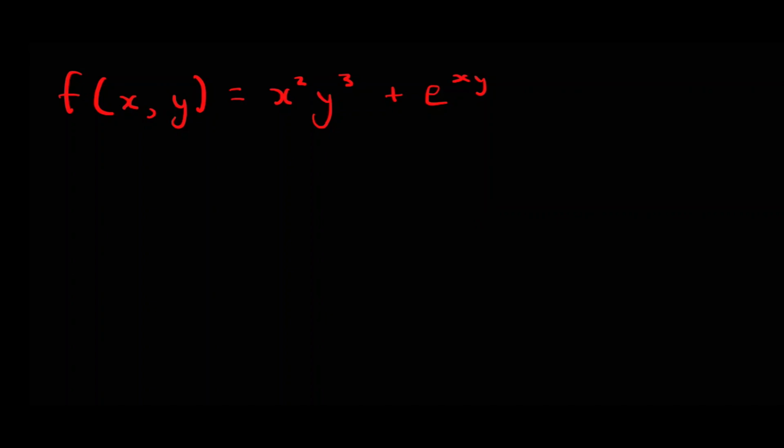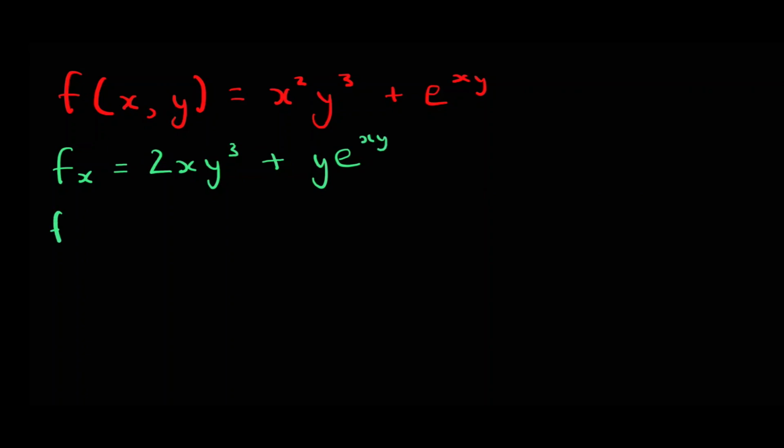But first I'm going to find f subscript x and f subscript y, just so we don't have to repeat ourselves later. So f subscript x is going to be, well, for the first term, the x squared becomes 2x, and then we write the y cubed, and e to the power of xy. To differentiate an e term, you multiply it by the derivative of the power. So it's going to be y times e to the power of xy.